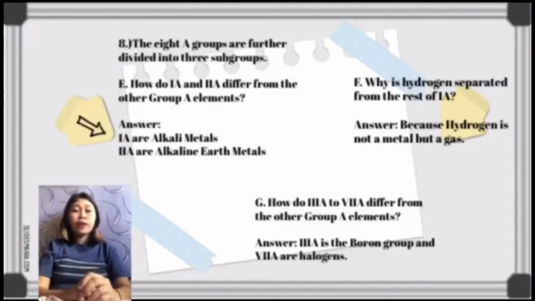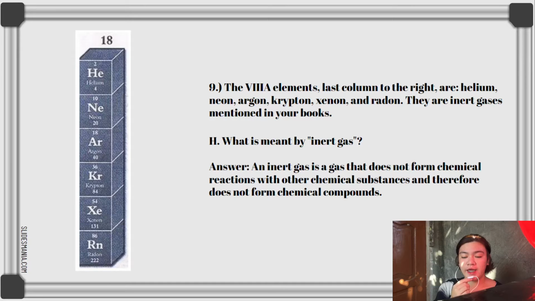How do group 3A to group 7A differ from the other group A elements? Group 3A is the boron group and group 7A are the halogens. Number 9: the group 8A elements, last column to the right, are helium, neon, argon, krypton, xenon, and radon. They are inert gases mentioned in your books.